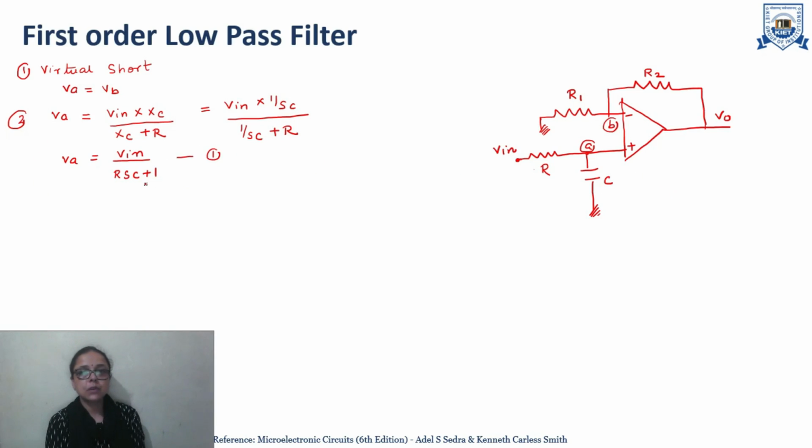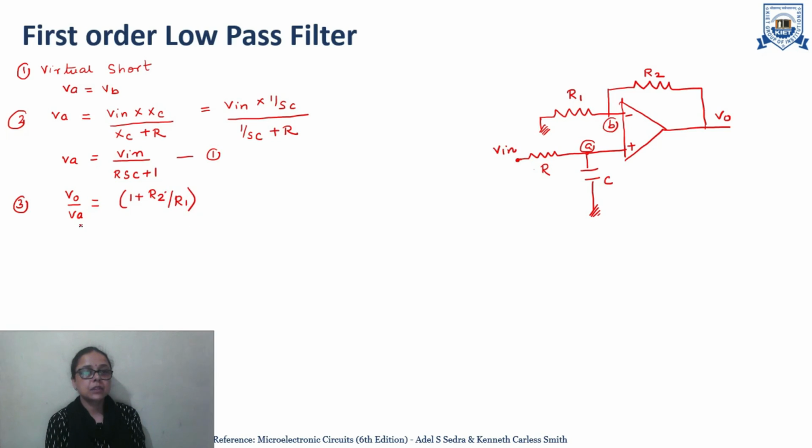So this is the first equation, we have calculated the VA voltage. Now, VA will be equal to VB, or we can analyze this as a non-inverting amplifier whose input is VA. So for the non-inverting amplifier, the gain, that is VO upon VA, is 1 plus R2 by R1.